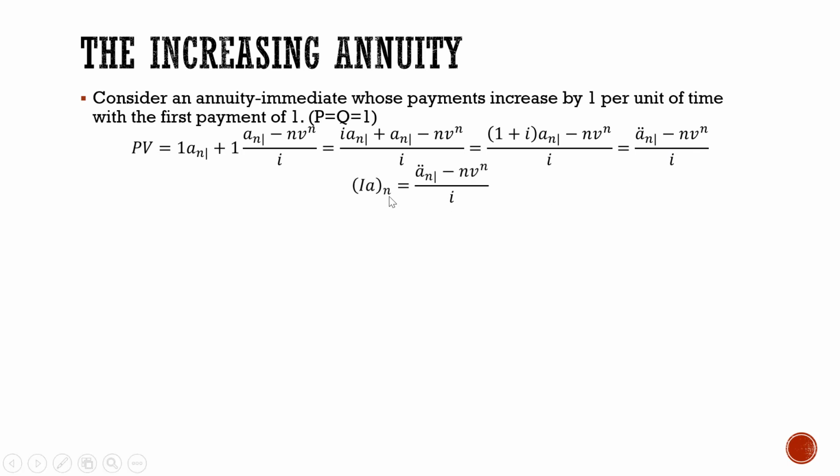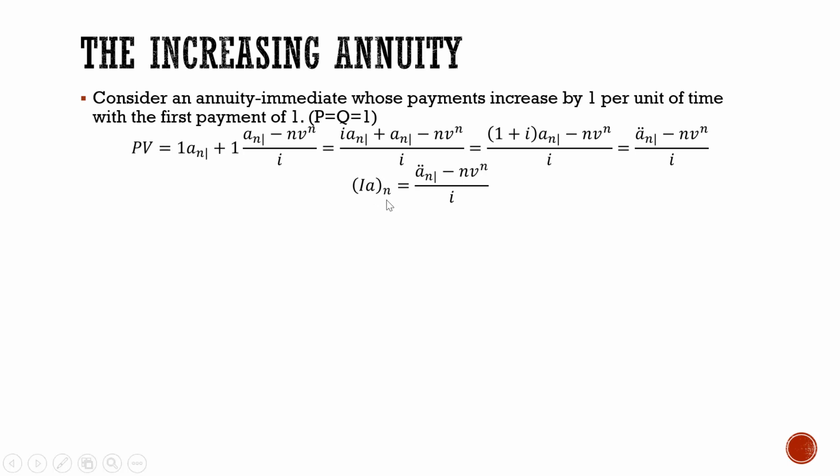And I-A-N is just the notation we use for an increasing annuity. So whenever you see I-A-N, that means this is an annuity immediate, where 1 is the first payment, and any payments after that will increase by 1. So this is a new formula.